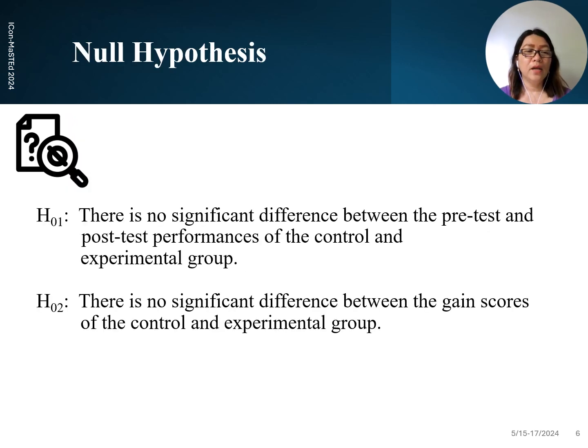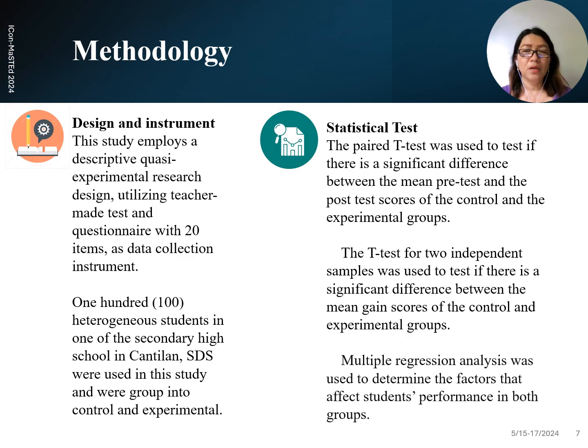So the null hypotheses are: first, there is no significant difference between the pre-test and post-test performances of the control and experimental group. And the second null hypothesis is there is no significant difference between the gain scores of the control and experimental group.